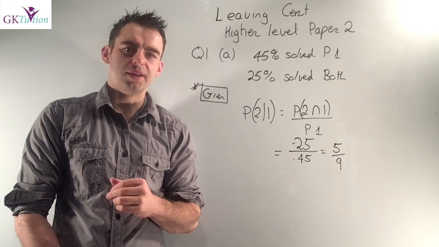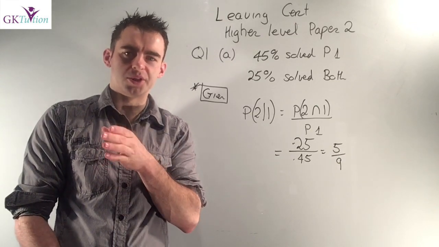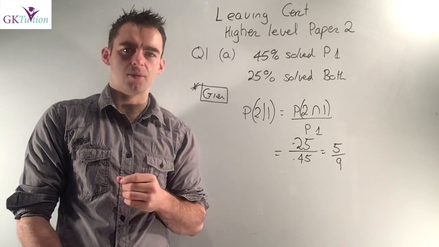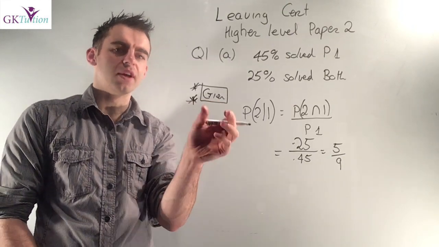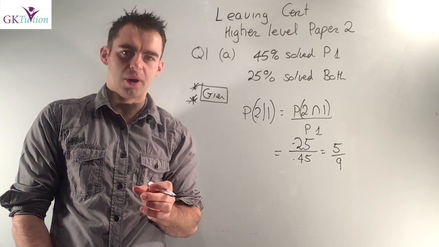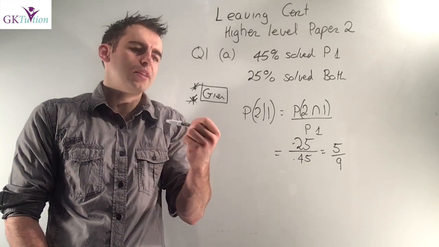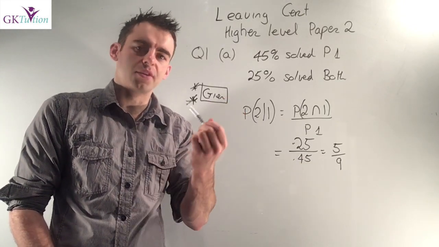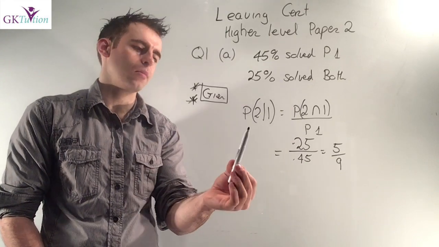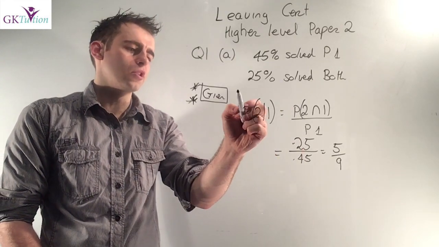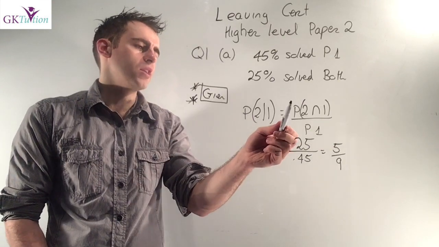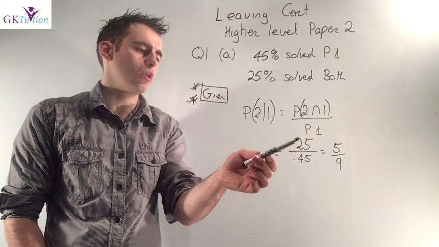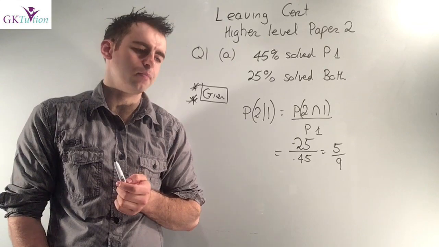What is the probability that someone solved problem number 2 given that they solved problem number 1? You should realize that when they use the word given, that's a hint that it's conditional probability. What is the probability they solved problem 2 on the condition that they solved problem 1? So, if you use your conditional probability formula, the probability of 2 given 1 is the probability of 2 intersection 1 divided by the probability of 1.